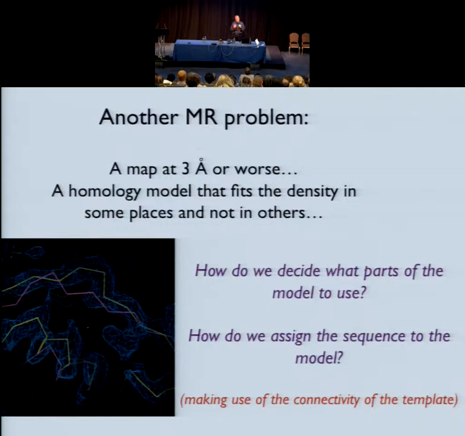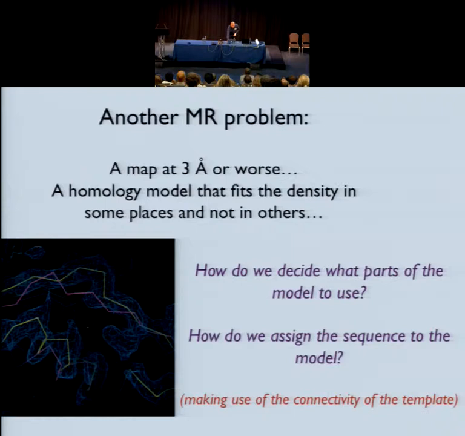How do we decide which parts of this template to use to do our further model building? And how do we assign the sequence to that model optimally? We're going to make use of the connectivity of the template. So we're going to make the assumption that our template, it was a homology model after all, that the connectivity in our template is going to be the same as the connectivity in our final structure, even if there are a little bit of distortions, maybe some loops inserted and something like that. But we're not going to have the beginning of this one be connected with the end of that one. So that's the assumption in this next process.